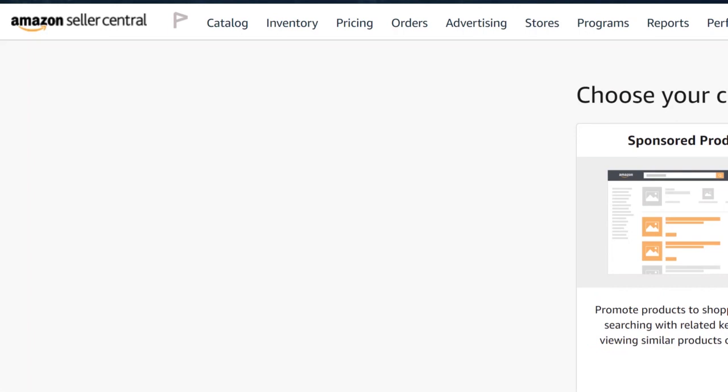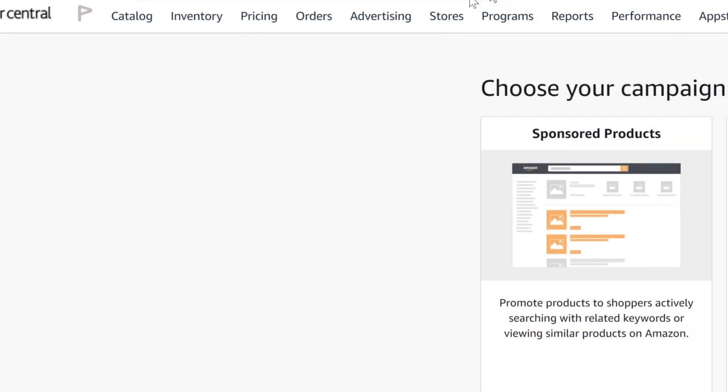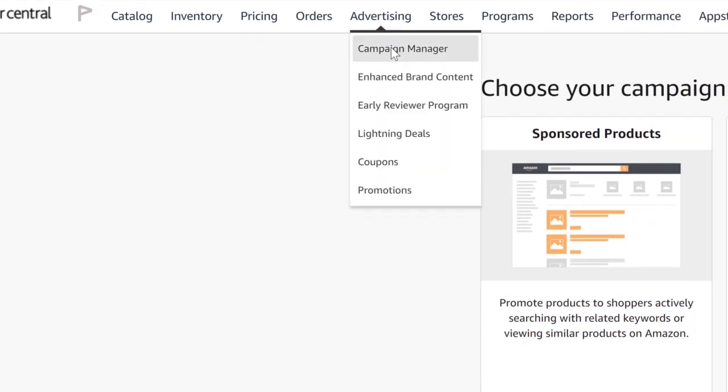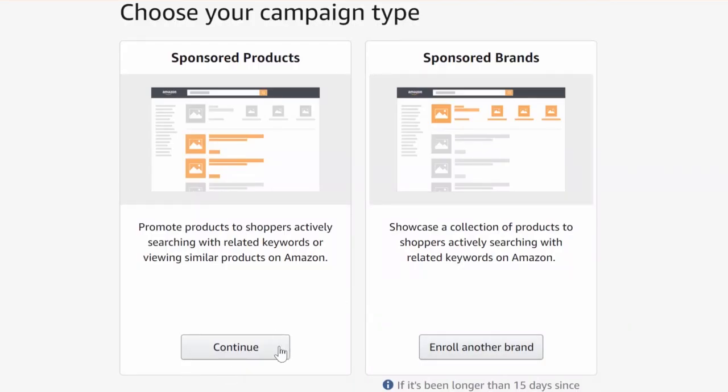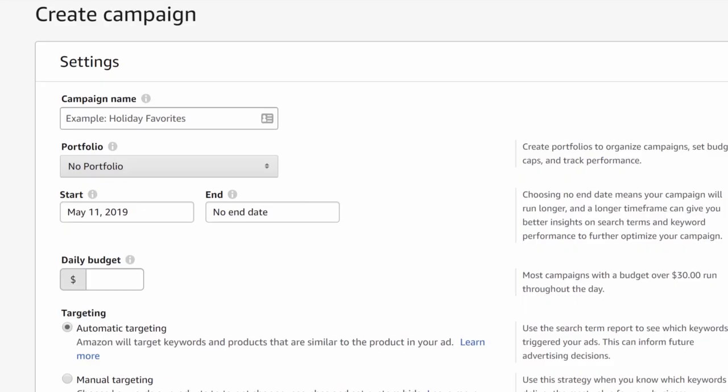So if you go into your Amazon account and you go over to advertising here, go to the campaign manager. You want to scroll and find this beautiful create a campaign button. Click it. Then just continue here, and you'll get brought in. You can go see the PPC price in here. So we're here in the account.